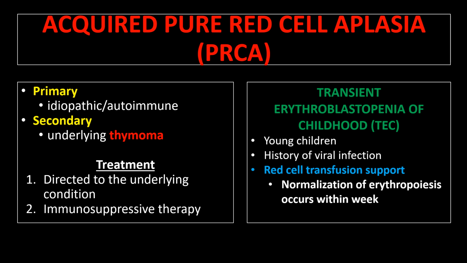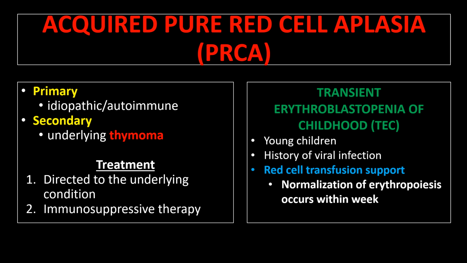So, the treatment for your acquired PRCA is directed to the underlying condition in the case of secondary acquired pure red cell aplasia. Also, we administer immunosuppressive therapy such as cyclosporine and corticosteroids or steroids, in which the literature says that there is a higher response rate to cyclosporine, up to 65 to 87%, compared to corticosteroids, which only has 30 to 62% response.